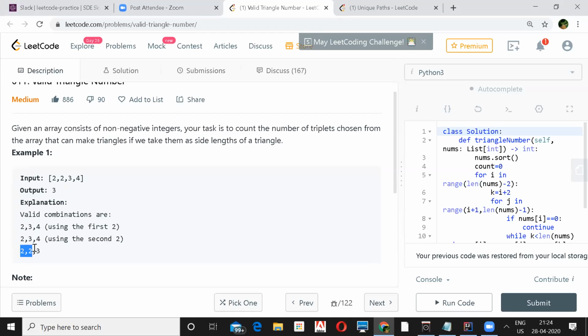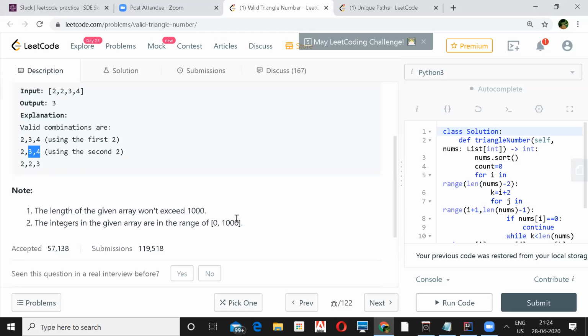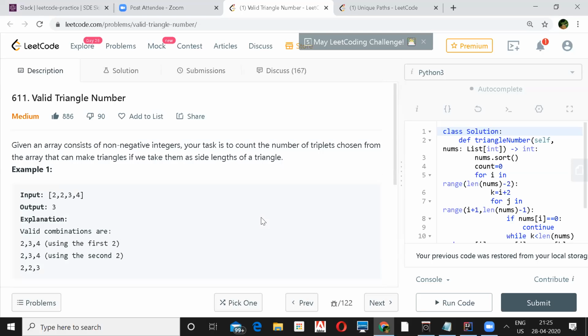2 to 4 greater than 3, or 3, 4, 7 greater than 2 in all the 3, and 2 times 2 because of duplicates. First one is because of this one, and second one is because of this two. And your length of array won't exceed 1k, and integers in the array are in the range of 0 to 1k. Yeah, any queries or approach?